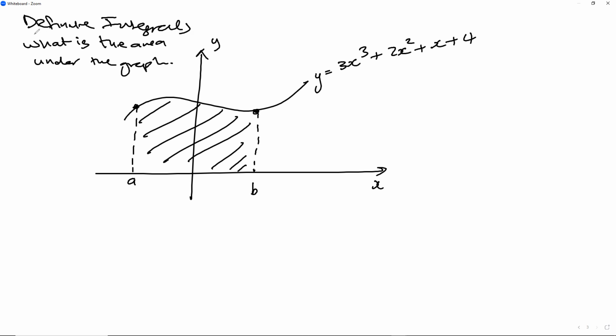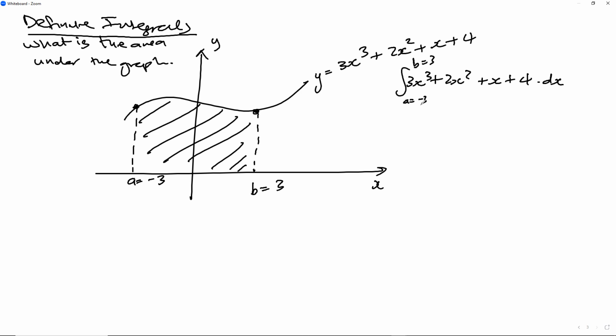So we've seen the previous one where we just simply use the reverse power rule. This is now going to be definite. What is the area under this graph? Here we use a definite integral and we integrate 3x cubed plus 2x squared plus x plus 4 dx from a to b. Now let's say a equals -3 and b equals 3. So this will be -3, this will equal 3.